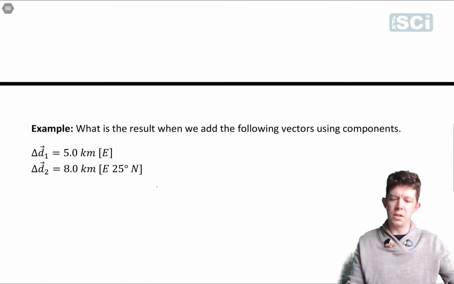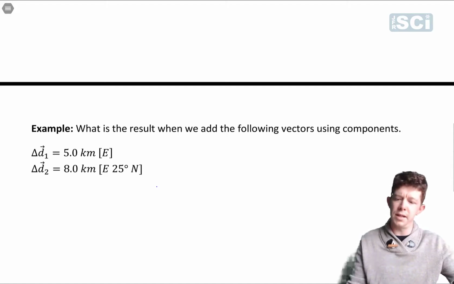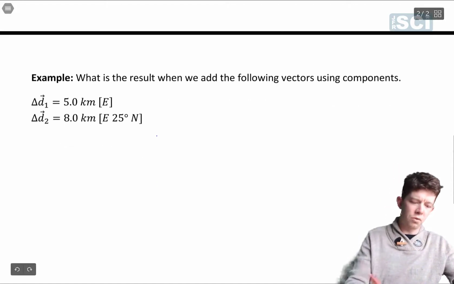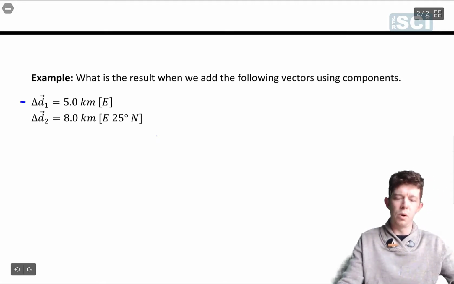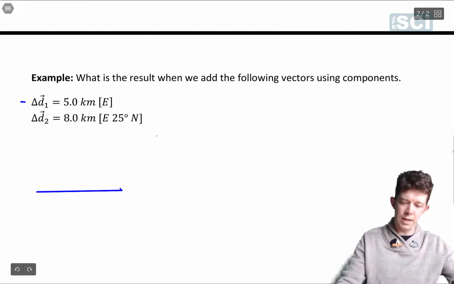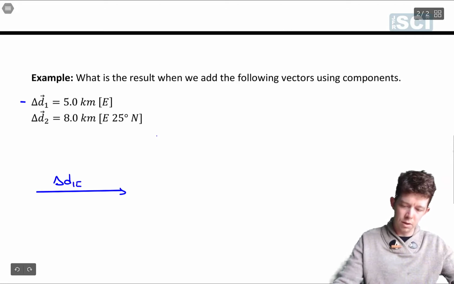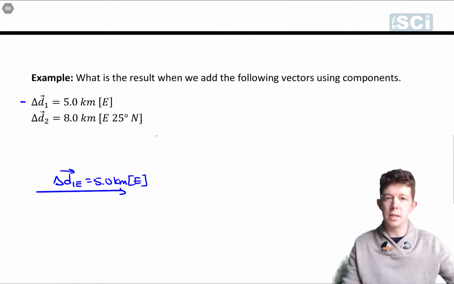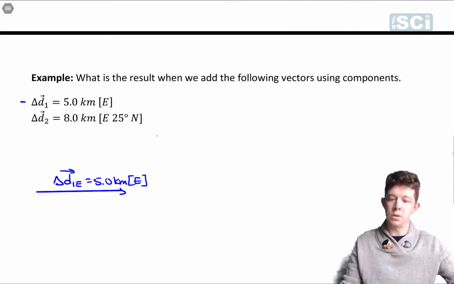I want to add these two vectors together. I want to find the result of these two vectors if I add them together. So I'm going to start by drawing what I actually have here. D1 I'm going to do in green. It's a vector that is acting in the east direction. So I can say delta D1 in the X direction, or east direction, I'll throw a little E there for east, is going to be 5.0 kilometers east. Now, what's its vertical part? It doesn't have one, so I'm not going to list one.